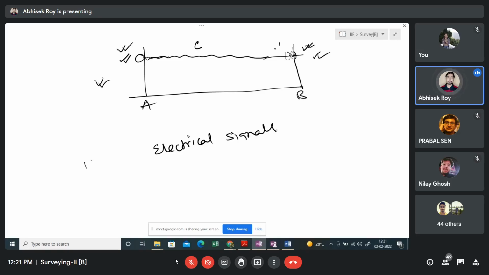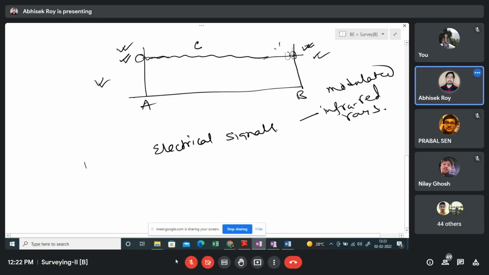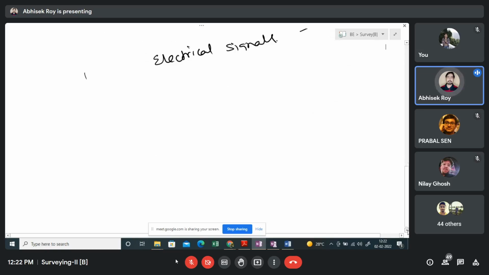So in the EDM commonly used in surveying, we normally use modulated infrared rays. Although we can use any rays, we mainly use modulated infrared rays. Now we will discuss the very basic properties of waves, which you have studied in your class 12 also. So that part we will discuss very briefly.